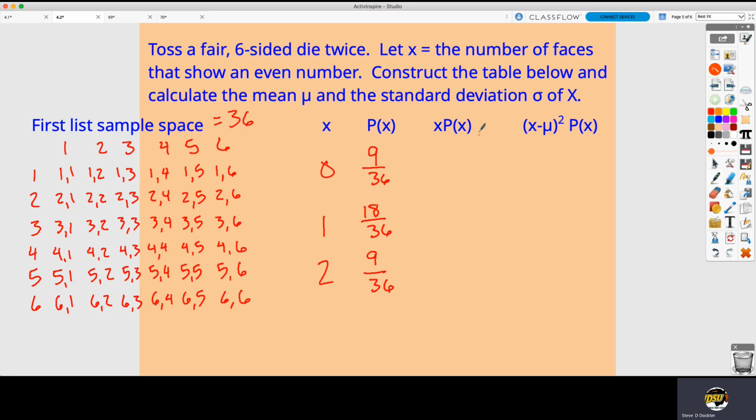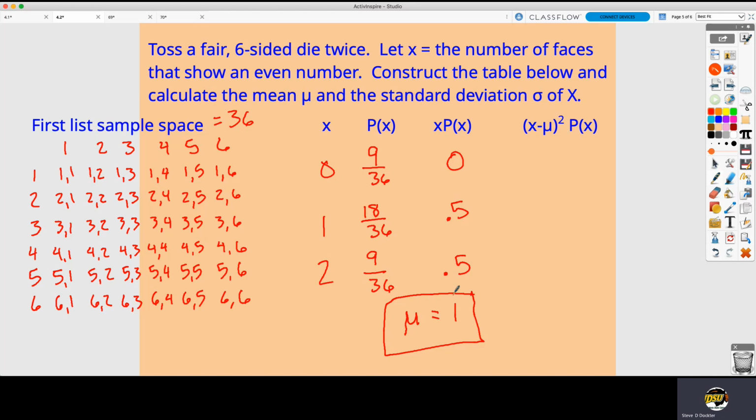Then to find our x times p of x, we just multiply those two together. So we get a 0 here. We get 0.5, and we get 0.5 here also. Then to calculate our expected value, we just add those together. So our expected value, we are going to get 1 even number on average for as many times as we roll these dice.